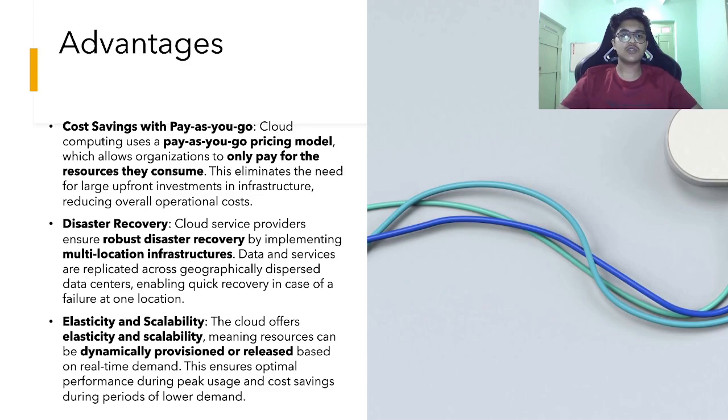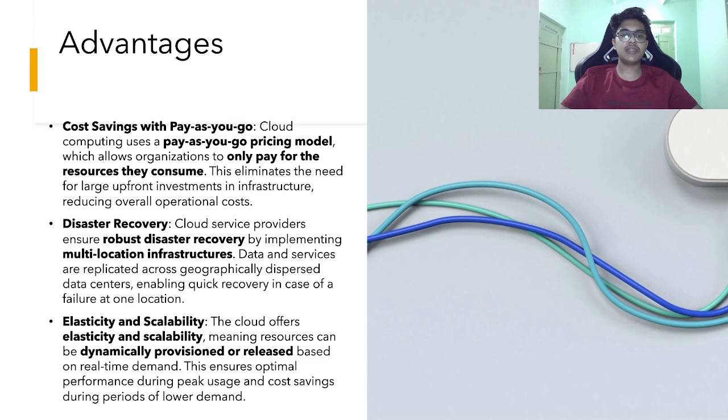First one is cost savings. Cloud computing uses a pay-as-you-go pricing model, which allows organizations to only pay for the resources they consume. This eliminates the need for large upfront investments in infrastructure, reducing the overall operational costs.